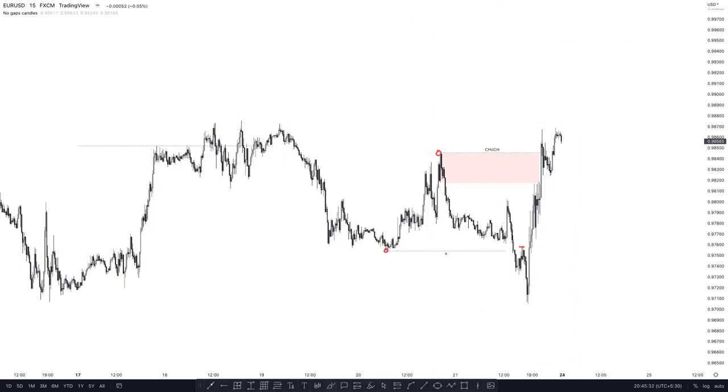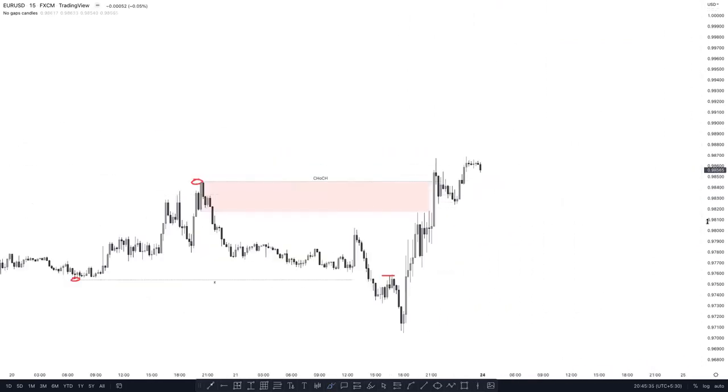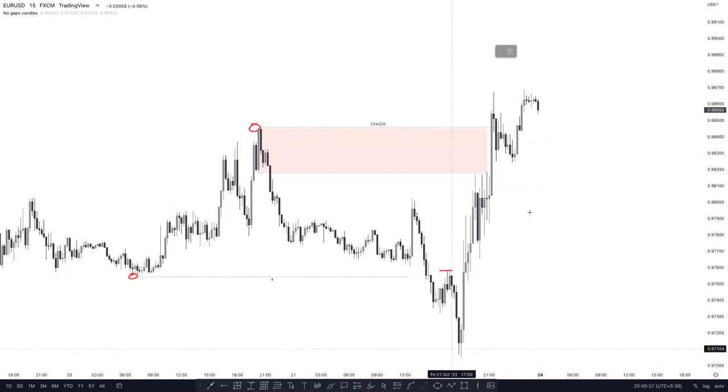If the market goes higher, where is our inducement? First of all, you need to understand that the market swept the previous high here, right? So our recent high is here, and this one is our recent high. If the market takes out the inducement, this higher high will be confirmed. If not taken out, then you have to wait for it.